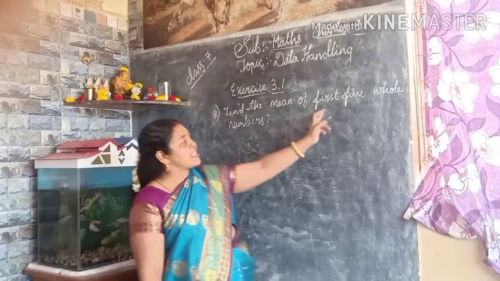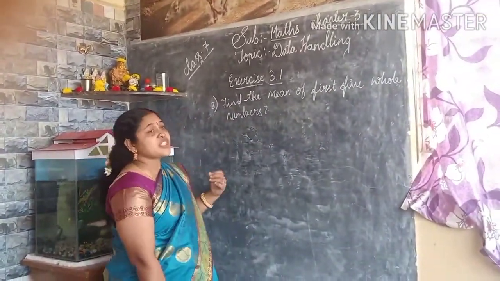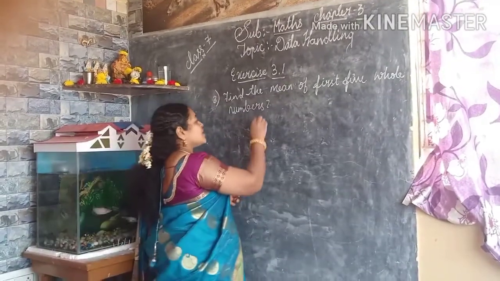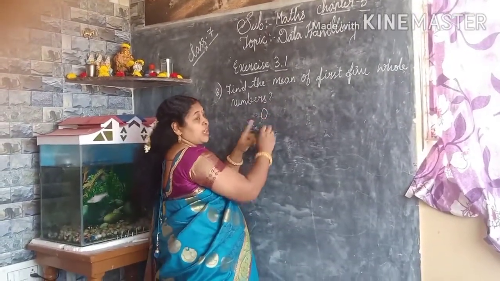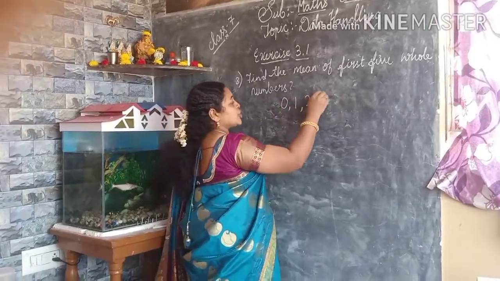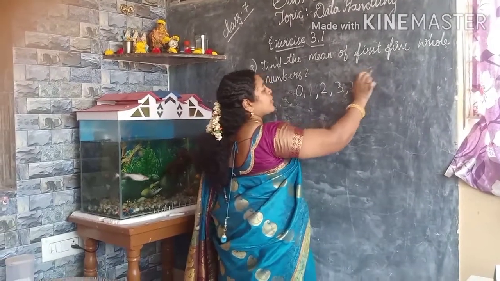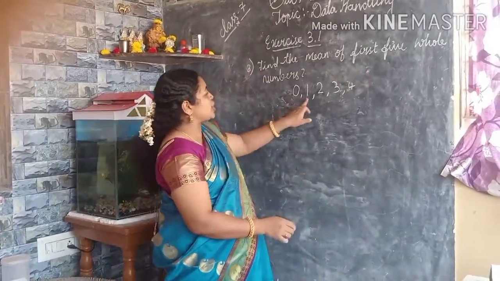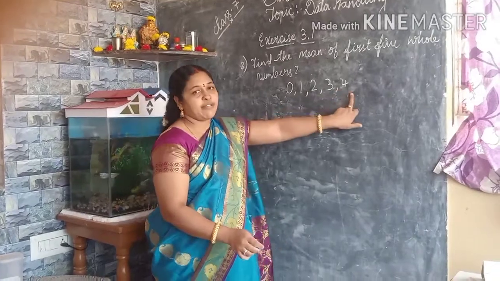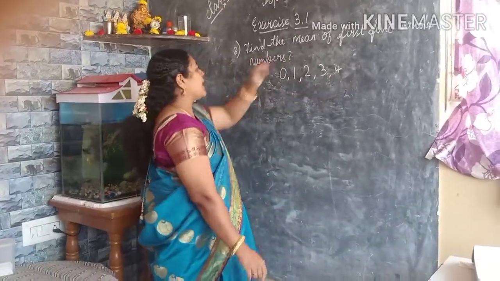Find the mean of the first 5 whole numbers. When you say whole numbers, which are the first 5 whole numbers, children? We start from 0. We never start from 1 with whole numbers. 0, 1, 2, 3, 4 and only 4, because 1, 2, 3, 4 and 5 will give us all the 5 whole numbers here. Now we have to find the mean.